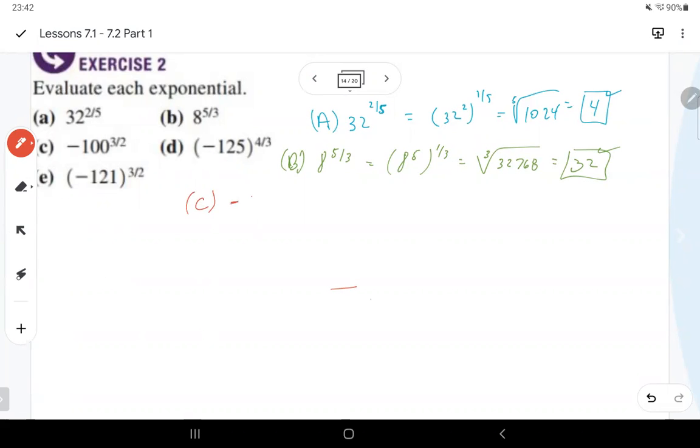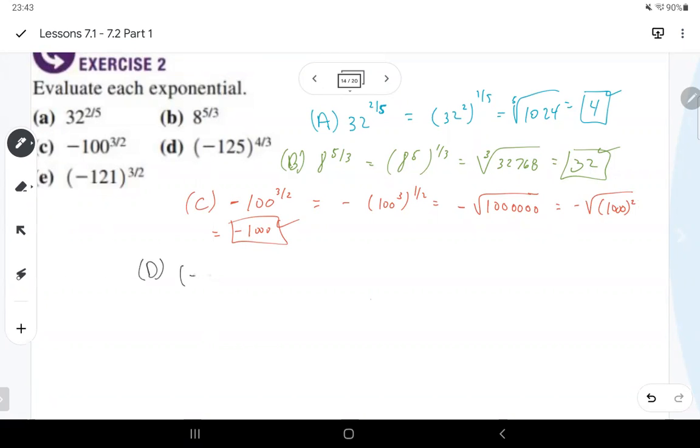See, we have a negative on the outside, 100 to the 3/2 power. So that means we need to do negative on the outside, 100 cubed, and then we're taking it to the 1/2 power. So that's negative square root of 100 cubed, which is 1 with 1, 2, 3, 4, 5, 6 zeros. So that gives us negative square root of 1,000 squared. So we're looking at an answer of negative 1,000. Now we're allowed to have negative on the outside because that's on the outside. If the negative were on the inside, it wouldn't have worked for a square root.